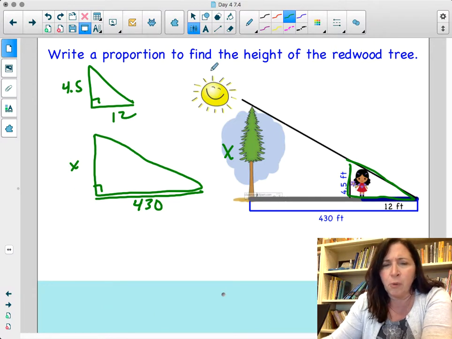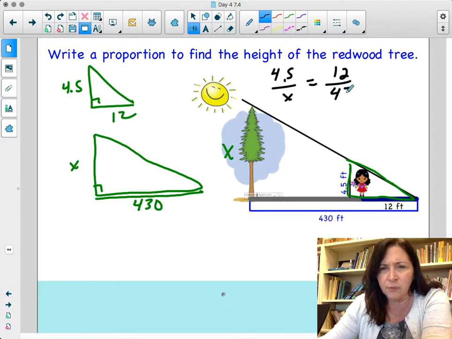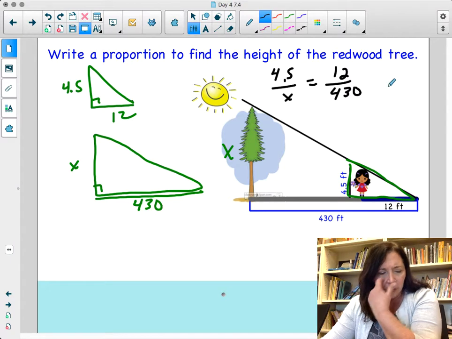So we're going to make a proportion, and I'm going to say 4.5 is to x as 12 is to 430. So I'm going to cross multiply.